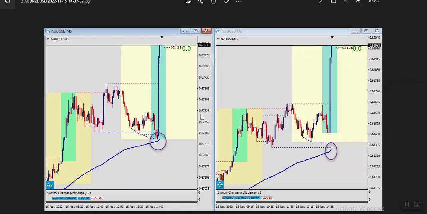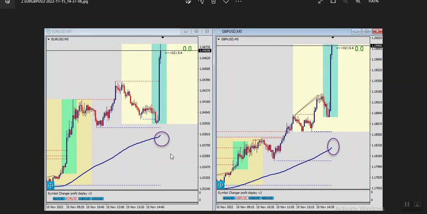This is another one. This is AUD USD and NZD USD. I was expecting price to hit the 150 for me to buy, as I saw the divergence here. So this is a higher low, and this is a lower low. So there was divergence here, but price didn't touch the 50 before moving up. I missed that. Same thing happened on Euro USD and GBP USD.